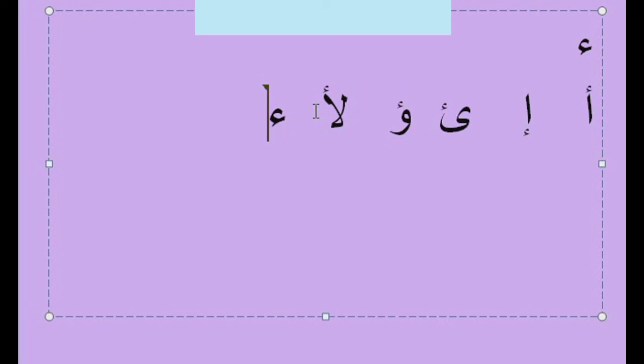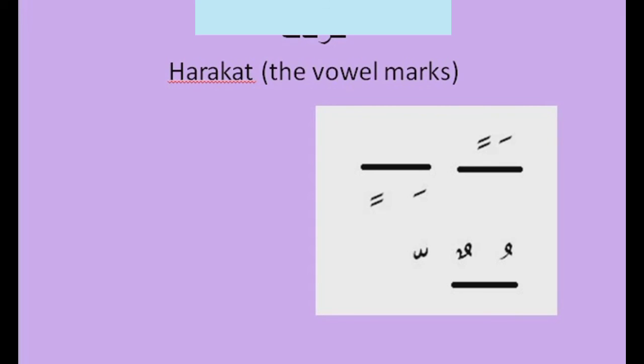Okay, that's the Arabic alphabet. Okay, so now you know how to pronounce and how to write in sentences. Okay.